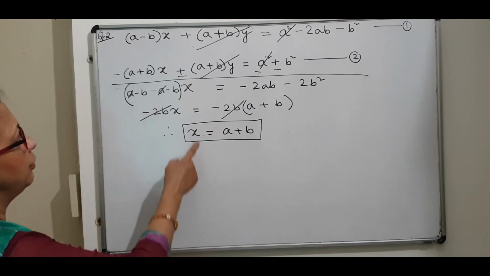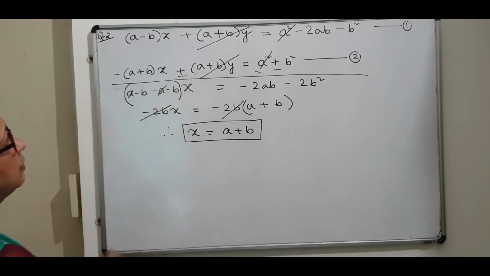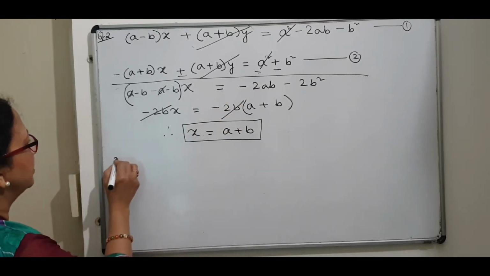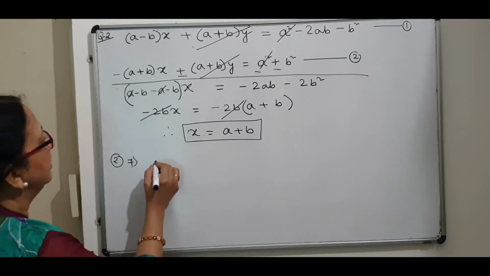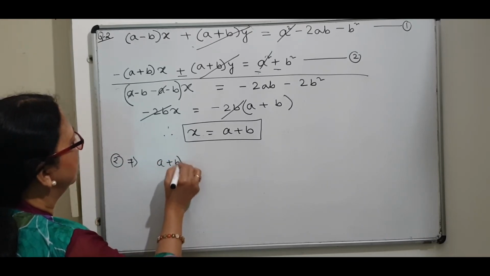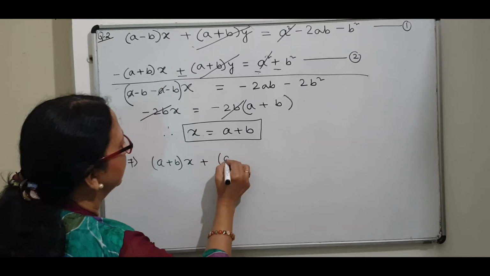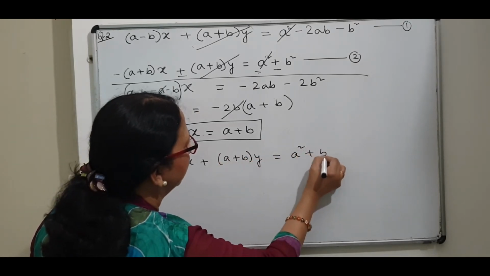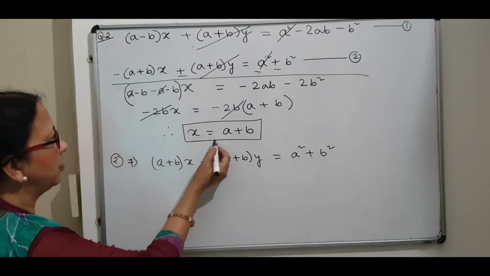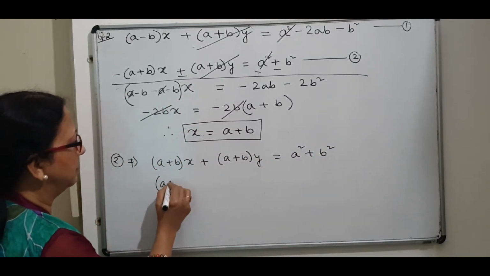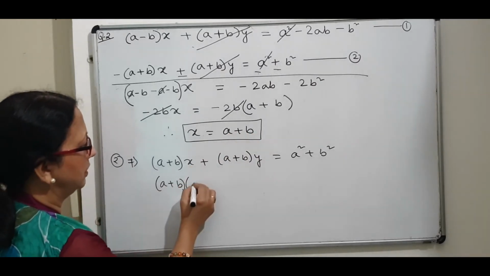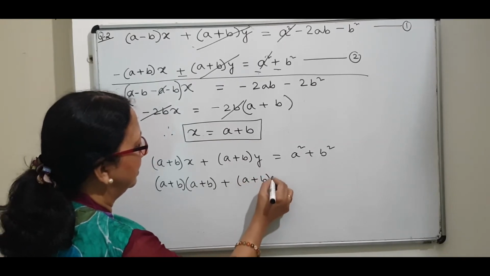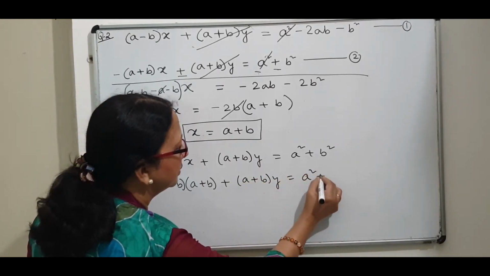Now for getting the value of y, I have to put this value of x in any one of the equations. So let me put the value in, say, the second equation. So what was the second equation? Let me write it again. The second equation was a plus b into x plus a plus b into y is equal to a square plus b square. Now let me put the value of x here. So x is a plus b, so a plus b into a plus b plus a plus b into y is a square plus b square.